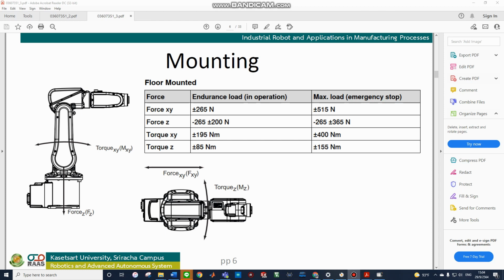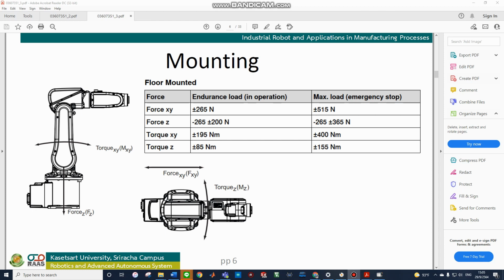The force of XY, in this, the endurance load in operation is 265 Newton. The max load of this line is 515 Newton.